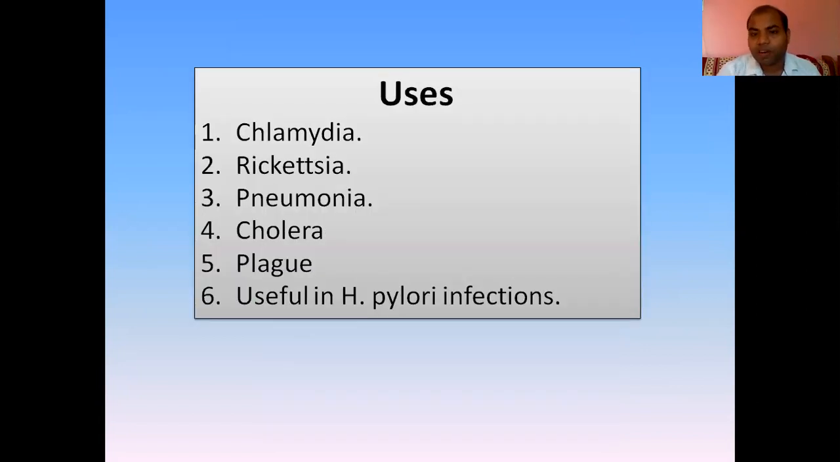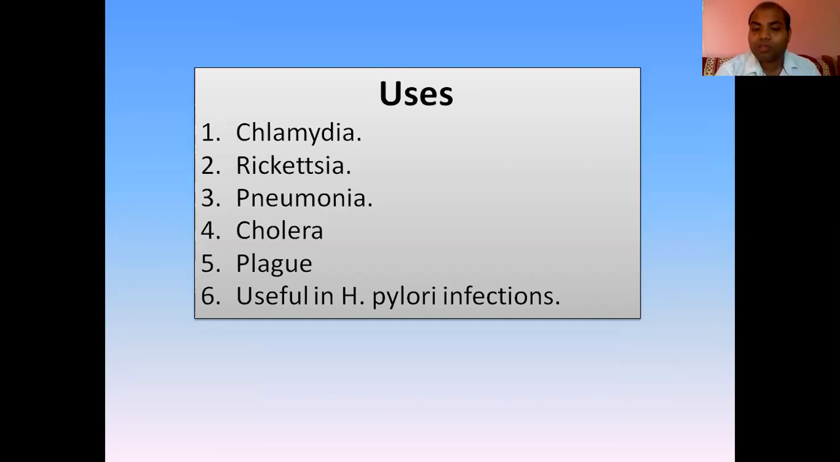It is useful against chlamydia, a gram negative bacteria that causes a sexually transmitted disease. Along with that, rickettsia, pneumonia is a gram positive bacterial disease. You know that cholera, caused by Vibrio cholerae, is a gram negative bacterial disease. Plague is a gram negative bacterial disease.